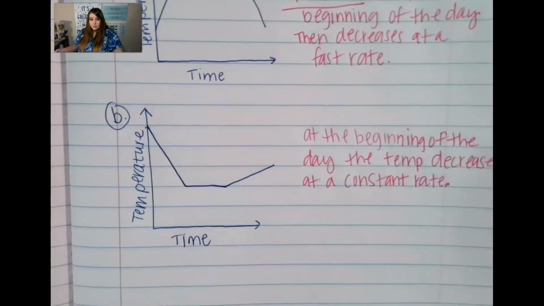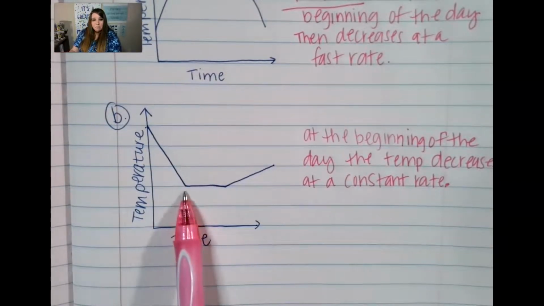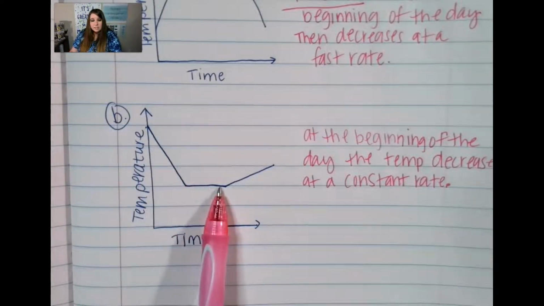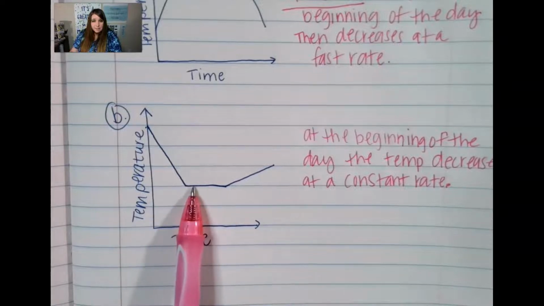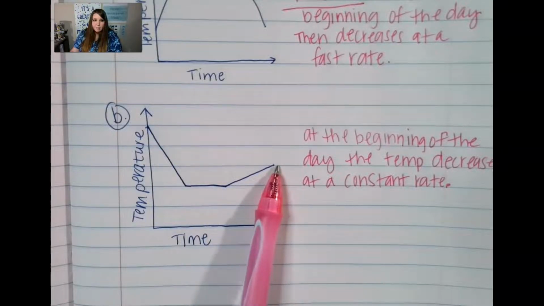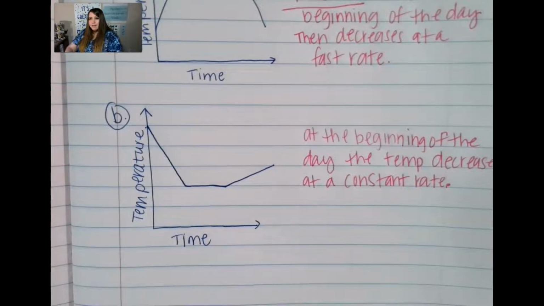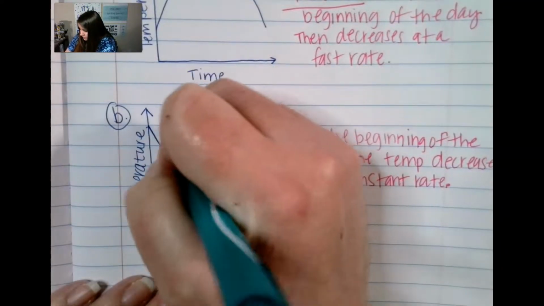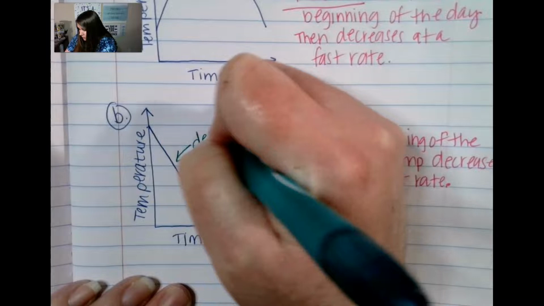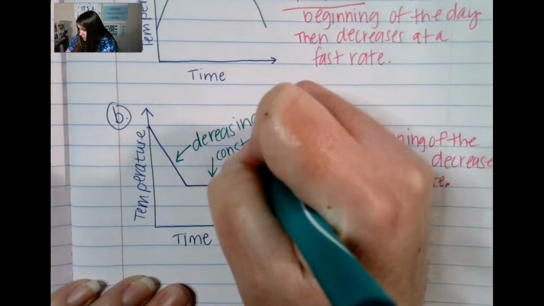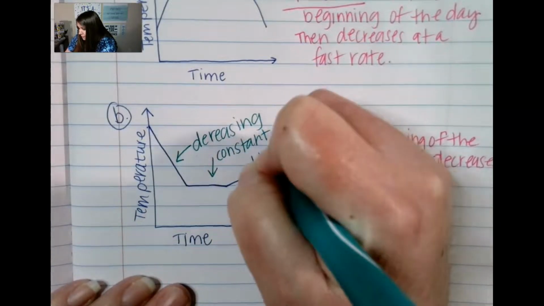Then what happens? The temperature is going to stay the same for a while, right? So here's the start of the day. The temperature is going to stay the same for a little while, and then it's going to start to warm back up. So at the beginning of the day, it's a constant decrease. And then, so here's this part. It's decreasing. And then we have constant. And then it warms back up.